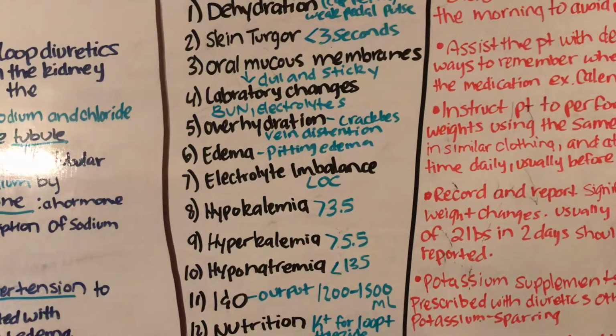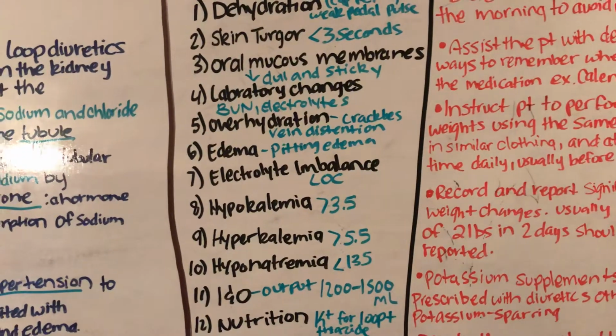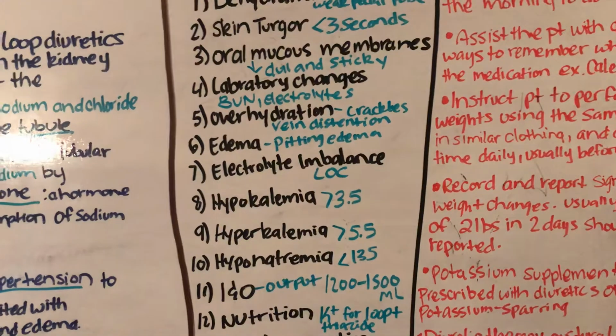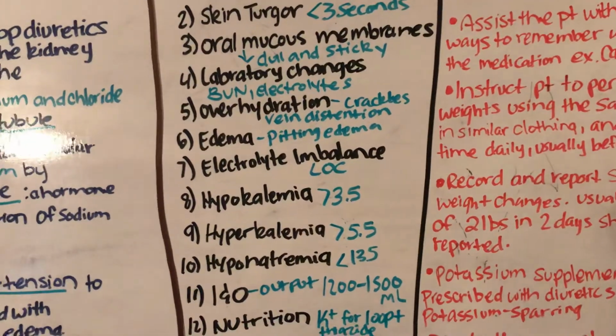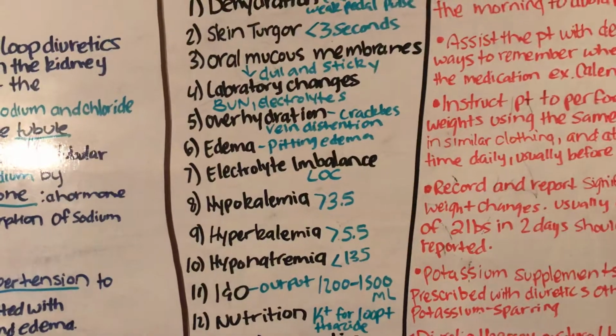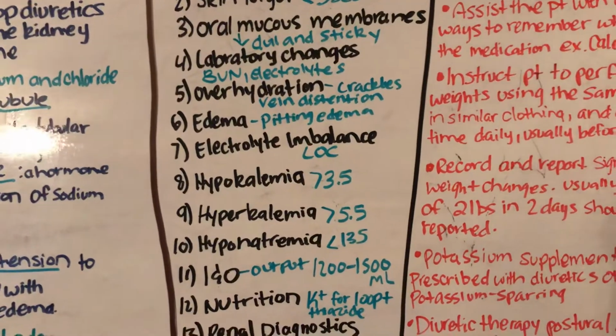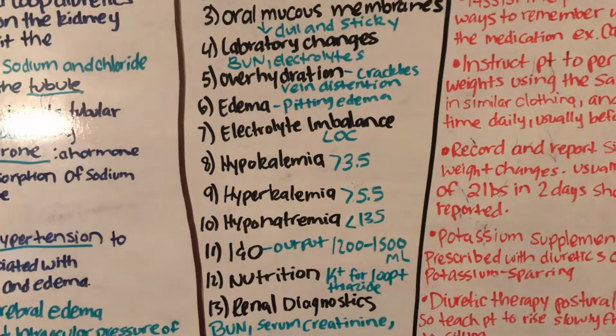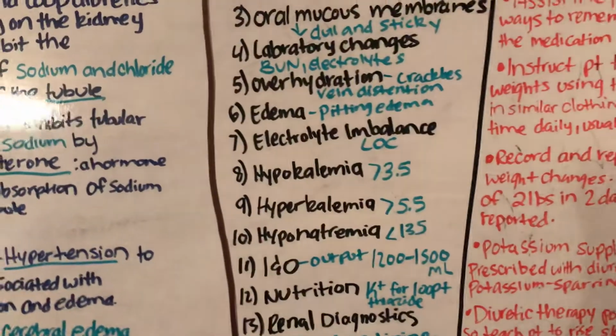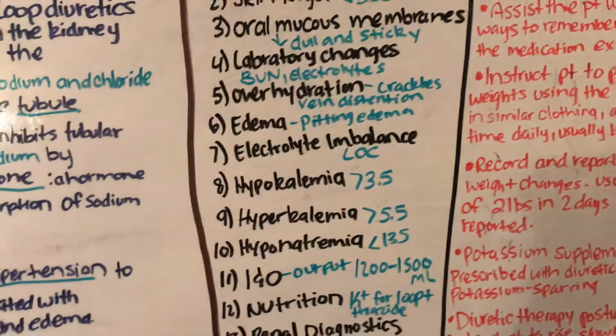Overhydration, which can be present with crackles or vein distension. Edema, you can assess for pitting edema. Electrolyte imbalance, you want to check their level of consciousness. With hypokalemia, that means they don't have enough potassium, and the lab value would be less than 3.5.